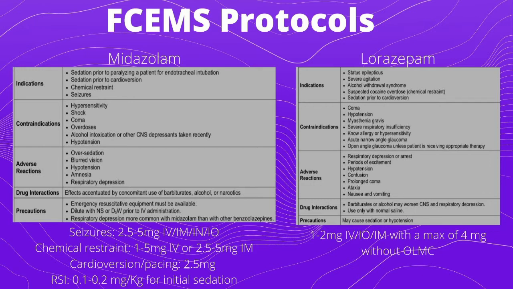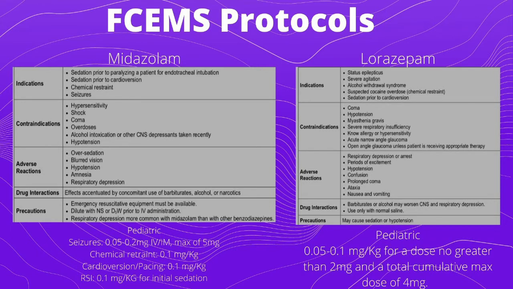Moving over to Lorazepam, generally this is going to be a 1 to 2 milligram dose, either IV, IO, or intramuscularly, with a max of 4. One thing I didn't note is don't forget the max of Midazolam is going to be 10 milligrams. Moving on to pediatric doses, for Midazolam, we're looking at 0.5 to 0.2 milligrams IV or IM, with a max of 5 if given for seizures.